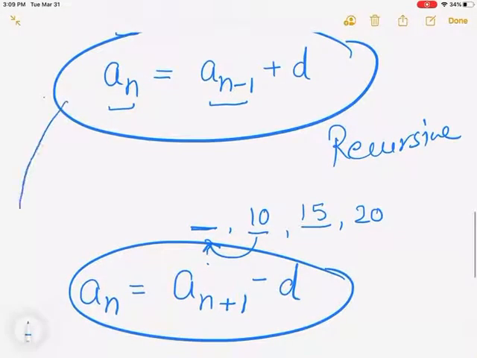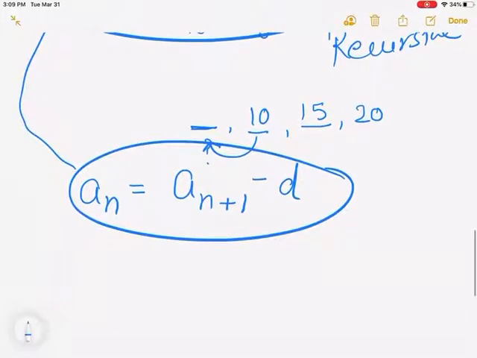So I have 2 different ways to write recursive rule. It depends on what you see in the problem. If you know the term before, we use this equation. If you know the term after, we use this one here. So let me show you a few examples.